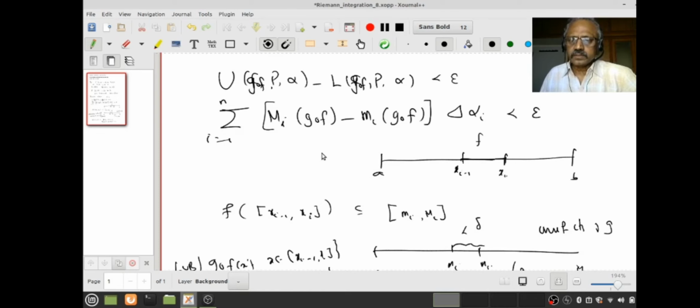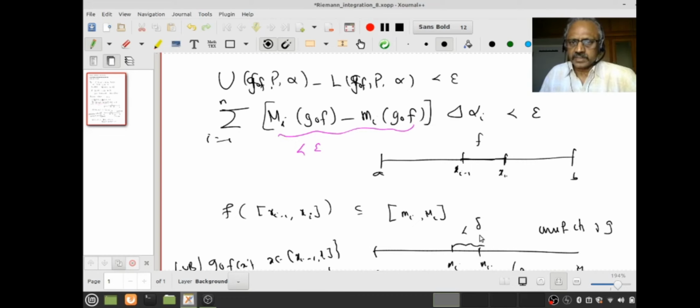Right? Therefore, let's go back to our earlier idea. We already know the strategy. When I want to prove this is less than epsilon, what do I have to do? Either I should have control of this fellow, so something like this is less than something times epsilon, and this will be a finite number, delta alpha I. Even if I assume from I equal to 1 to n, that will be alpha b minus alpha a. That is a finite quantity times this. You understand?